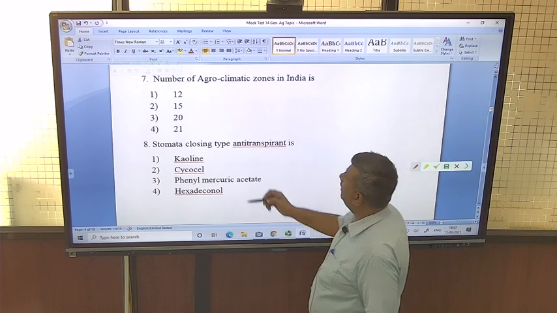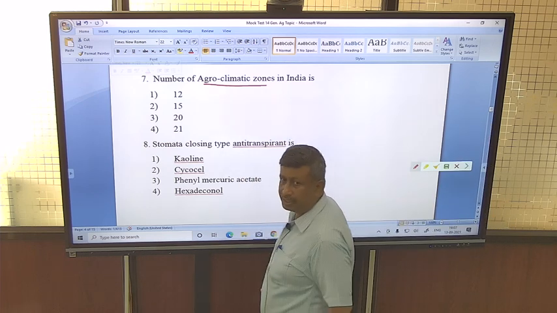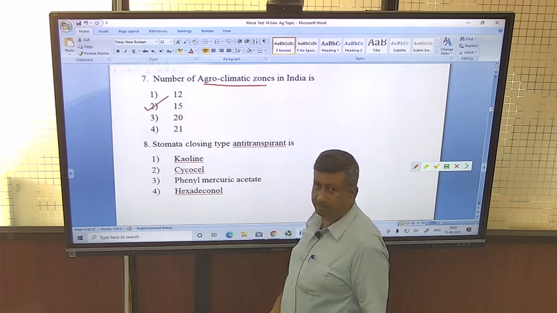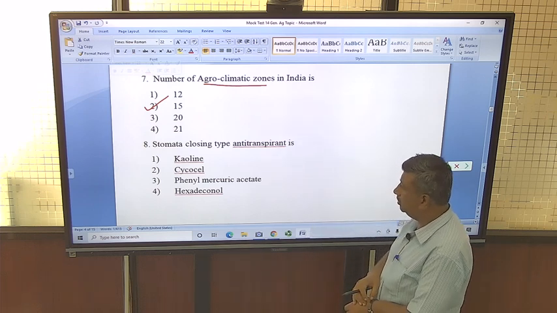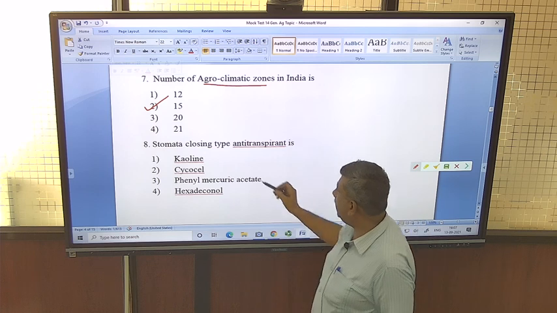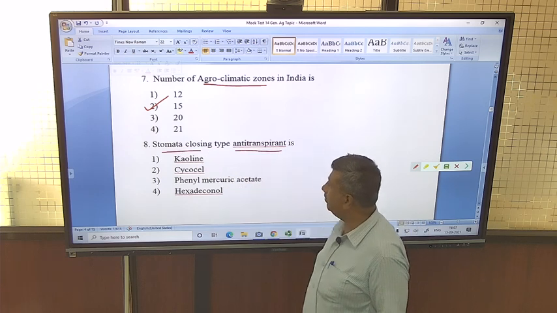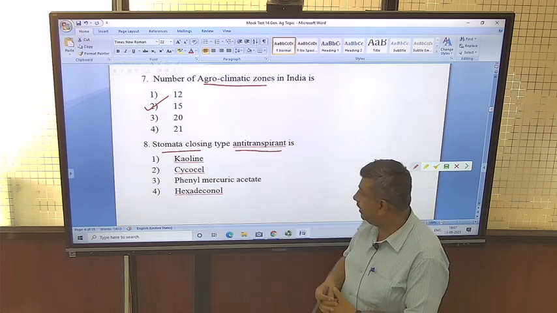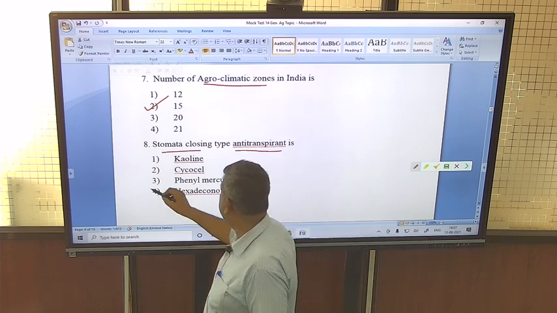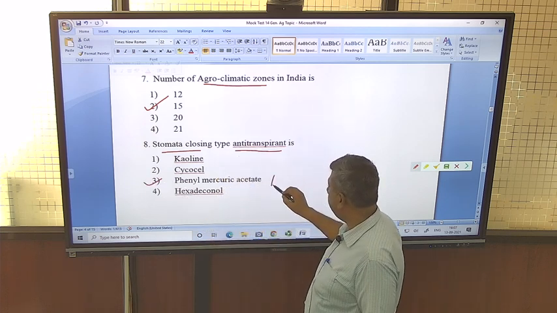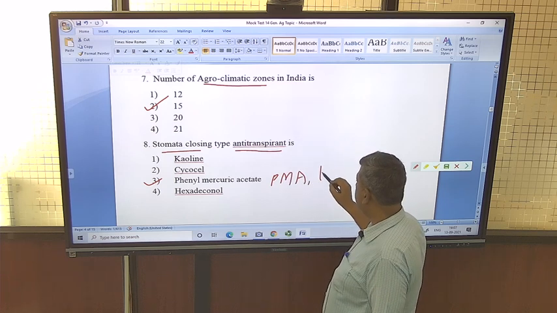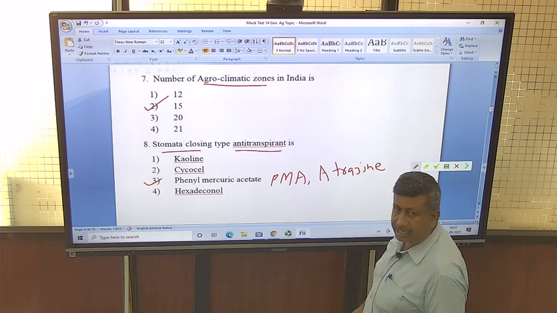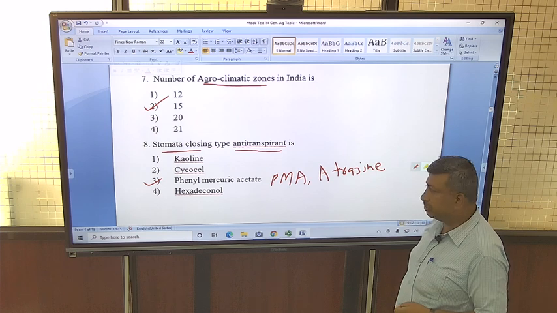Number of agroclimatic zones in India. This question is very important and asked in many examinations. So it is 15. Remember that 15 is the number of total agroclimatic zones. Then stomata closing type anti-transparent. There are different types of anti-transparents, and the stomata closing type is phenyl mercury acetate, PMA. Atrazine is also used as a stomata closing type. This atrazine is a herbicide, at low concentration it closes the stomata.